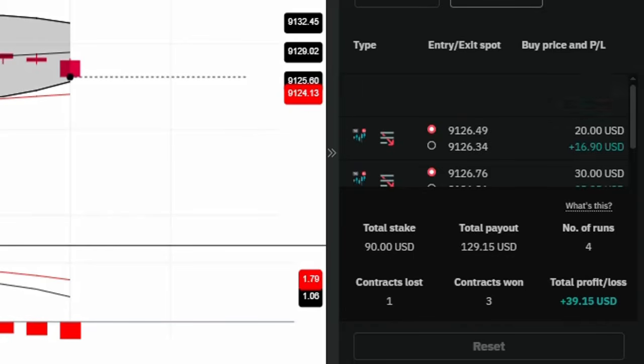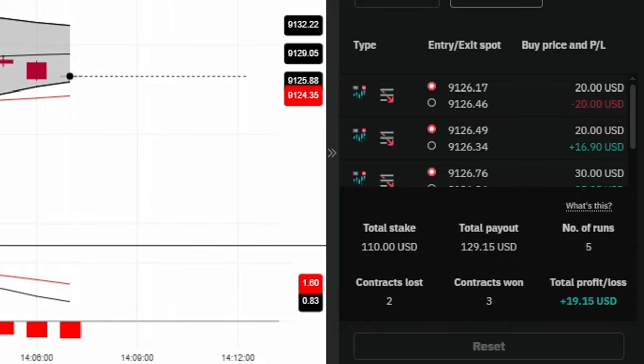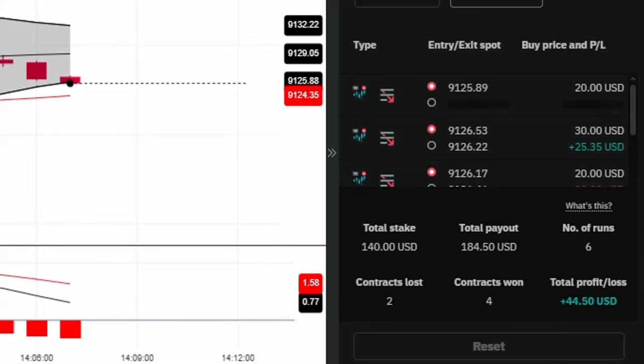Okay guys, this is one of the easiest from my discovery in terms of trading higher and lower or rise and fall. This Asian trade type is very easy to analyze, and if you use these three indicators, you can be able to enter the market and make some profits.